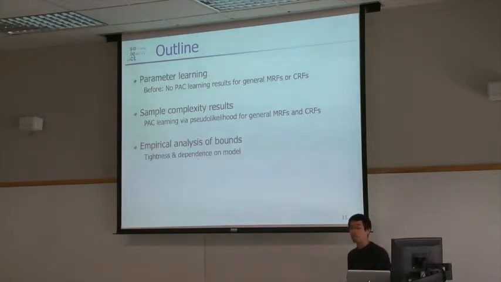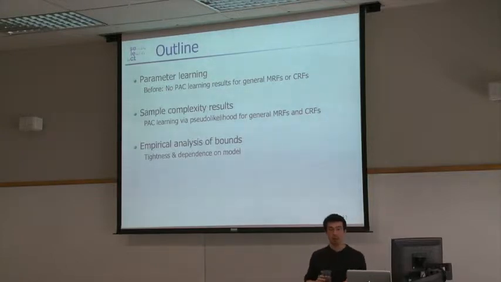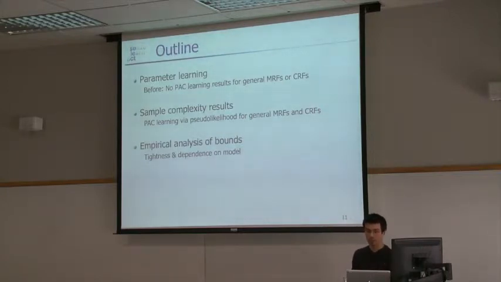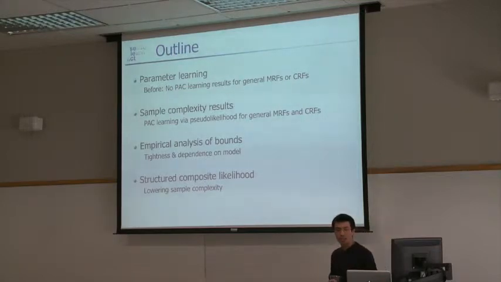We'll then look at an empirical analysis of these bounds, basically to show how tight or how loose they are in different situations, and show how these bounds depend on various model properties. And finally, we'll show that some problems which pop up when we look at the empirical analysis of bounds with pseudolikelihood can be solved by a generalization of that called composite likelihood, which will lower the sample complexity and avoid some of the issues with extreme model cases, but will keep essentially the same computational complexity.